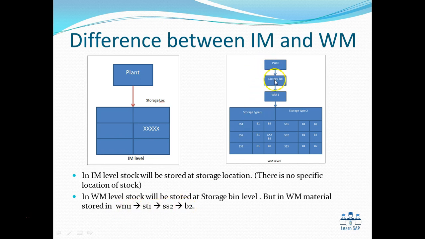So he will come to the storage location, go to warehouse management 1, go to storage type ST1, and he will go to storage section 2. He will go to storage section 2 and then to bin 2. Here the material is stored. So this is the major difference when we are doing the process with warehouse management and without warehouse management.